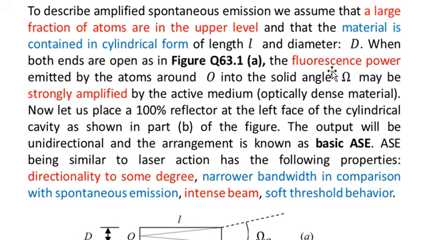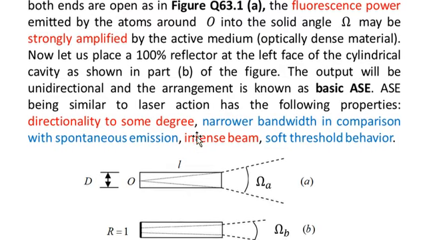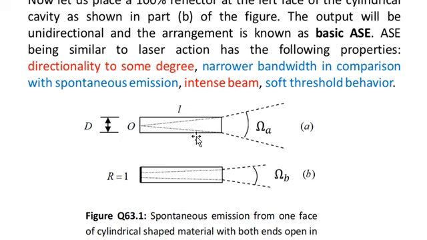The fluorescence power emitted by the atoms around O into the solid angle sigma may be strongly amplified by the active medium, which is an optically dense material. Now let's place a 100% reflector at the left face of the cylindrical cavity as shown in part B of the figure. The output will be unidirectional and the arrangement is known as basic ASE, that is, basic amplified stimulated emission.